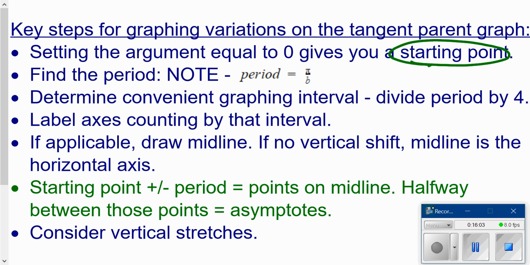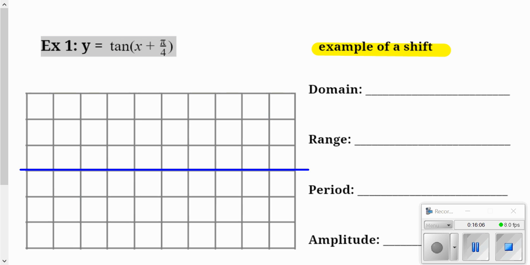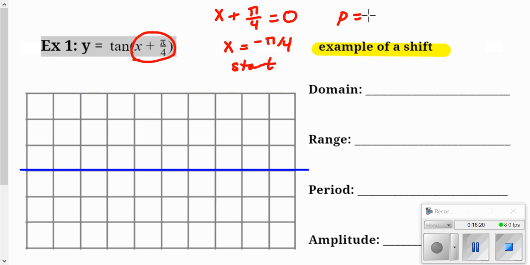Okay, so the first thing is set the argument equal to 0 and then find the period. So I'm going to set this argument, the argument's the part in the parentheses, equal to 0, and that's going to give me a starting point. So that's what I start from. I'm also going to find the period, which is pi divided by b. B in this case is 1. There isn't a different multiplier in front of that x, so the period here is going to equal pi. So with that in mind, I think I am ready to commit to having my axis here. Okay, and the reason we leave this grid blank is so you can make those kinds of decisions.